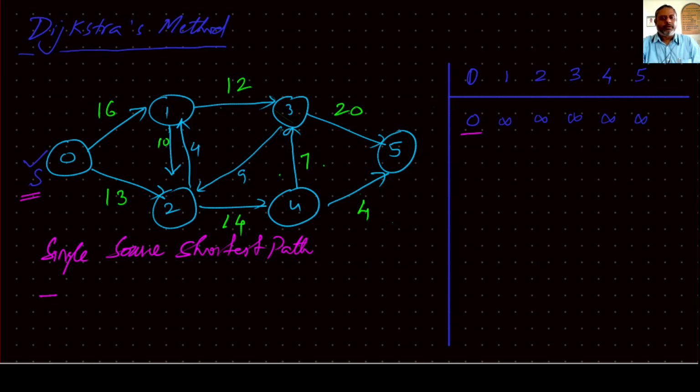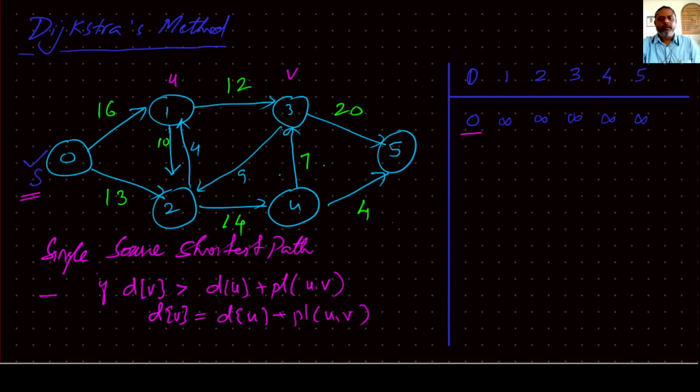So if this node is u, this node is v, and the distance at v is greater than the distance at u plus the path length between u and v, then simply revise it with the smaller value. So that's the logic.